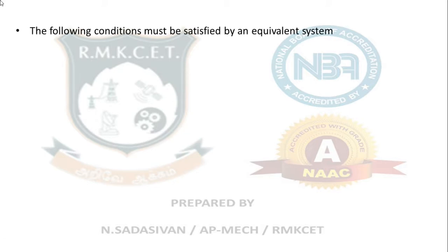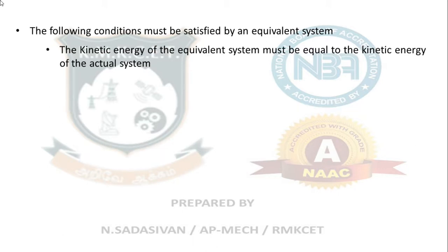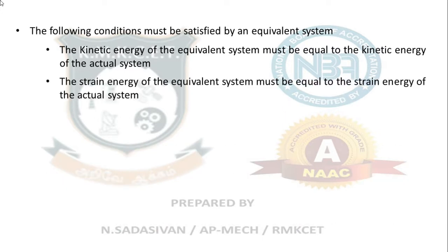The following conditions must be satisfied if you want to replace the two. You call the left side, I am replacing it with the system on the right side, the two figures. It is possible only when the kinetic energy of the equivalent system is equal to the kinetic energy of the actual system, and the strain energy of the equivalent system is equal to the strain energy of the actual system. These two are the fundamental postulates based on which I am going to derive the formulas.